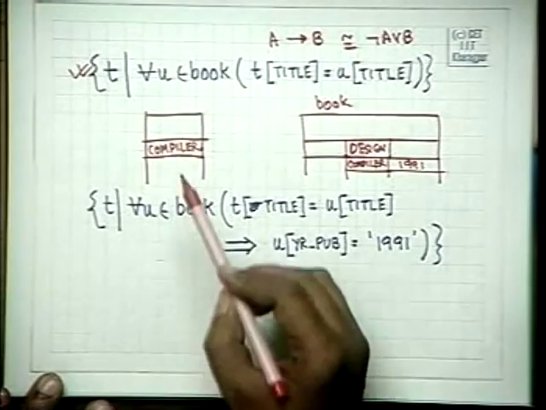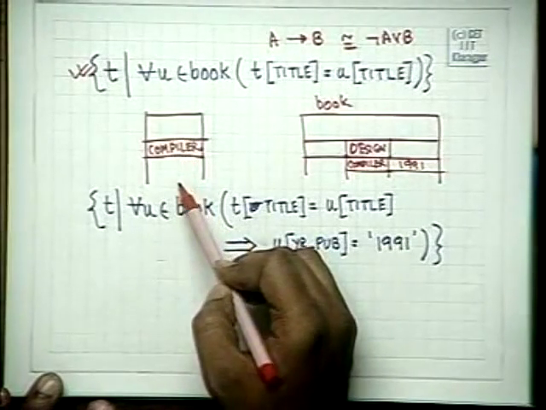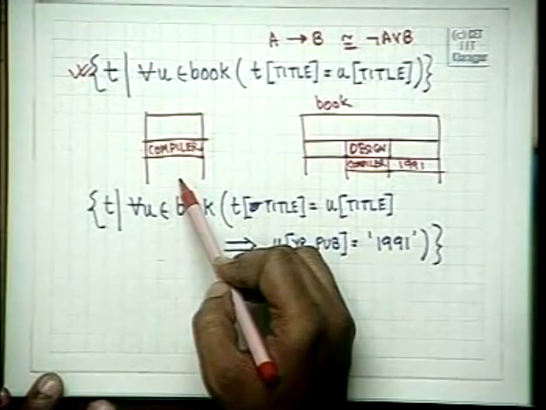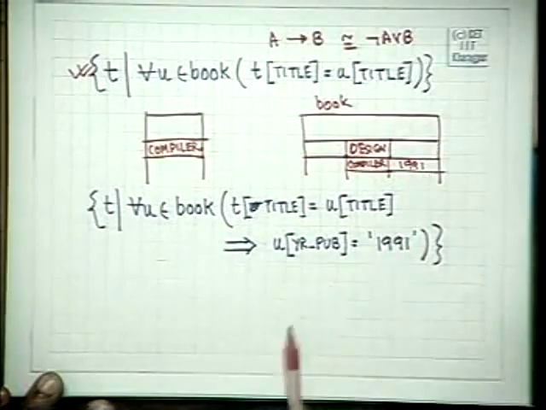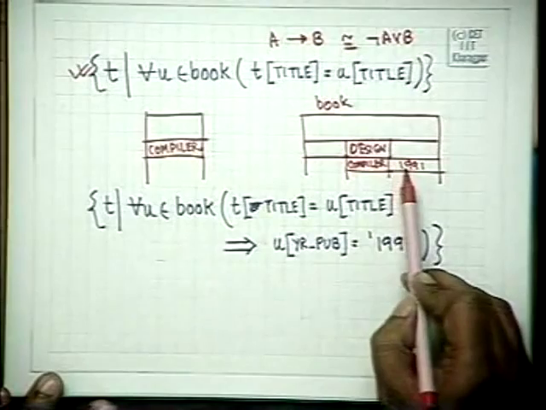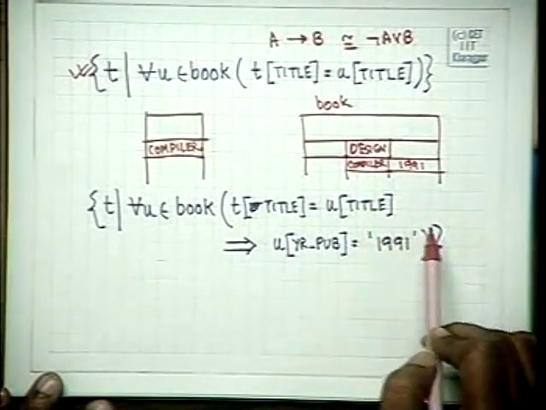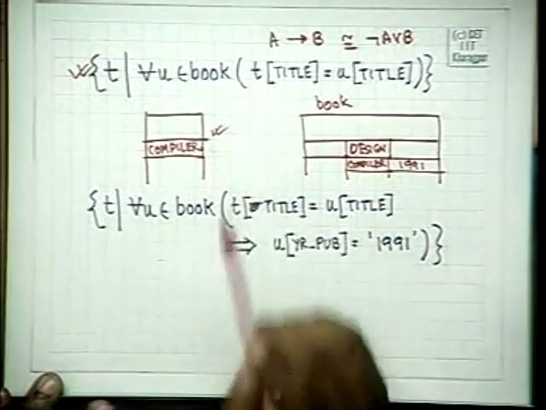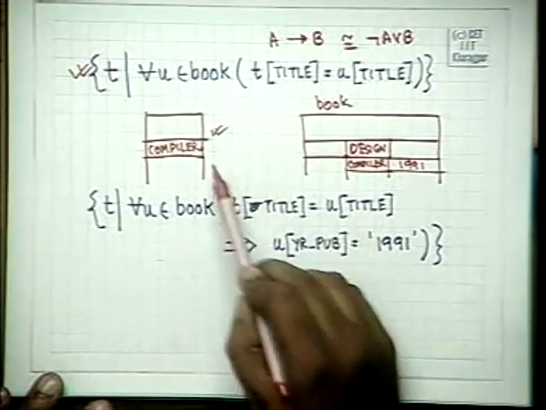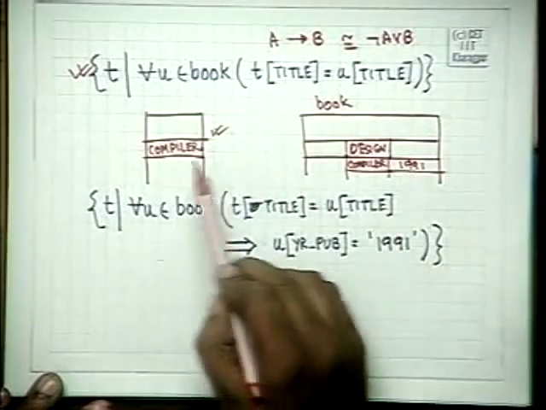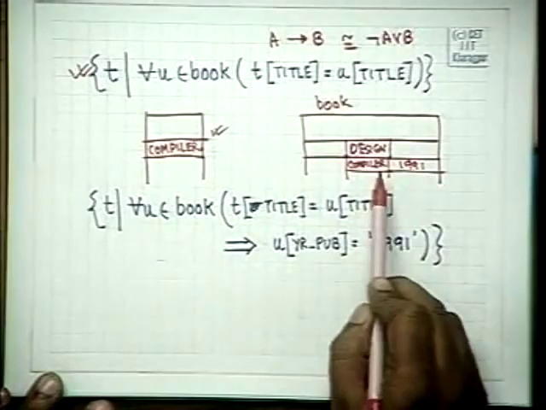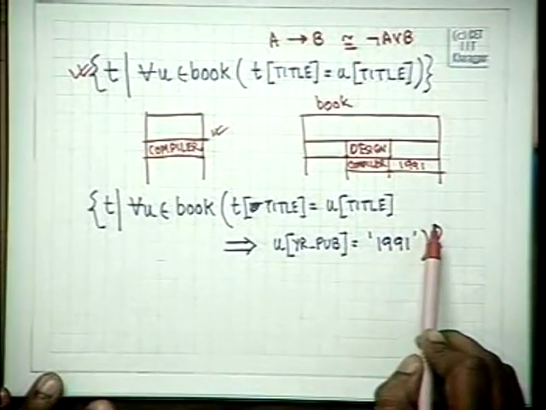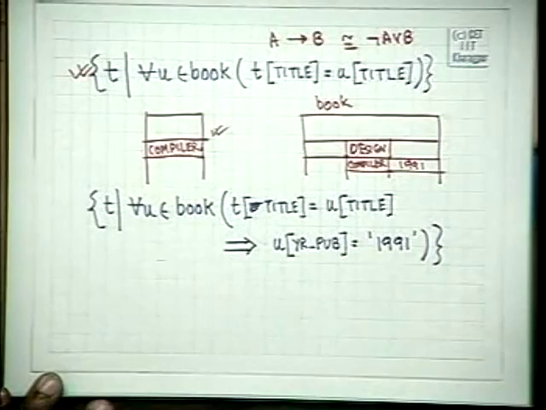That is, you will find out the set of books such that they are only published in 1991. That is, if a particular book is published in 1991 and there are 10 copies of the book published in 1991, it will be there in this relation. If there is a book which is not published in 1991, it will not be there in this relation. And if there is a book which is published with the same title in 1991 and in 1995, then this also will not be there in this relation.